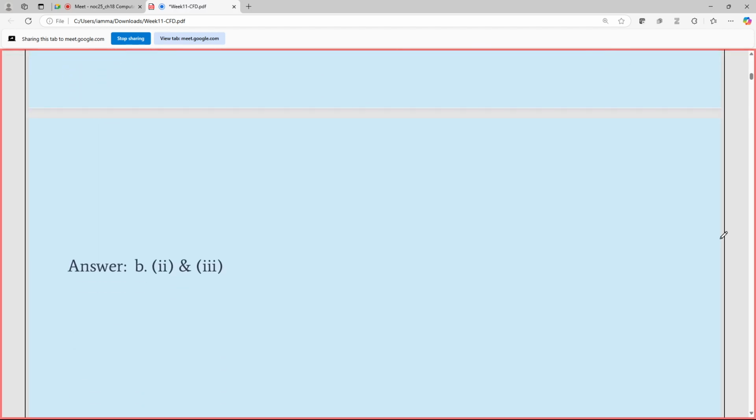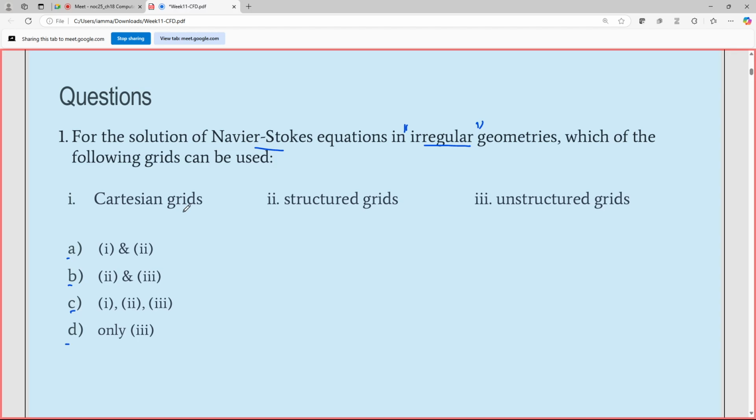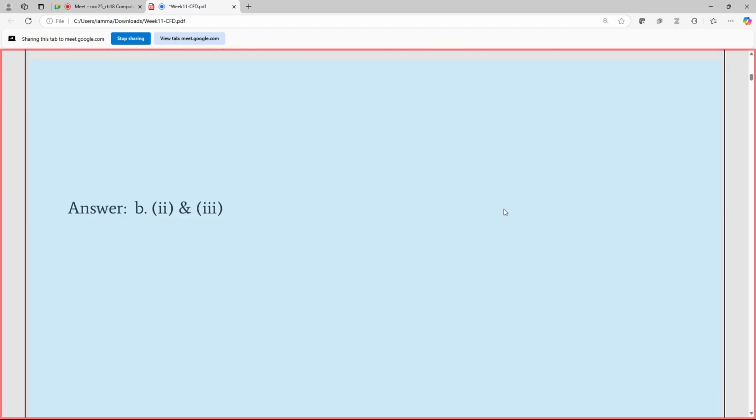So our answer is option B, that is 2 and 3, both structured and unstructured grids. A Cartesian grid is a subset of a structured grid. So basically for irregular geometries we can use either structured or unstructured grids. So our answer is option B, selecting choices 2 and 3, that is structured as well as unstructured.